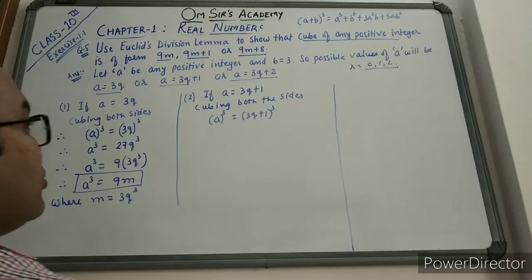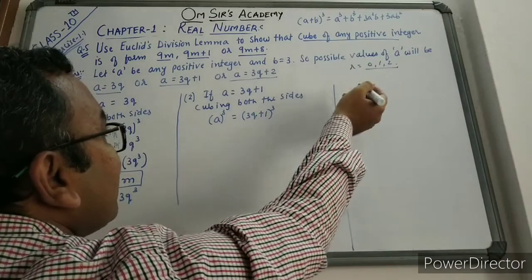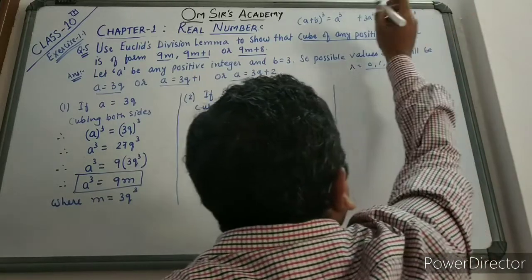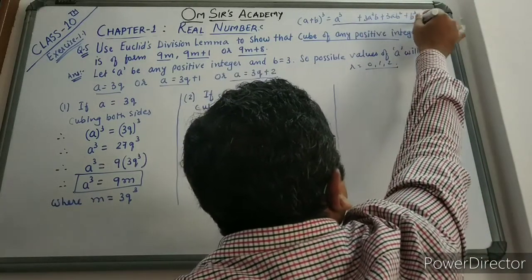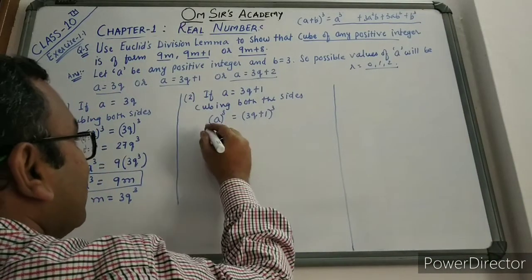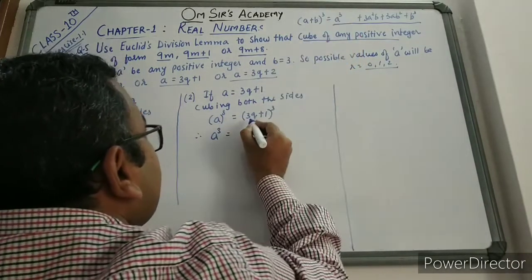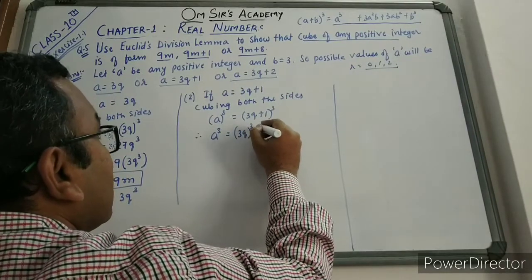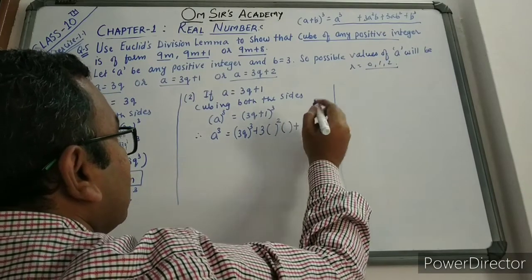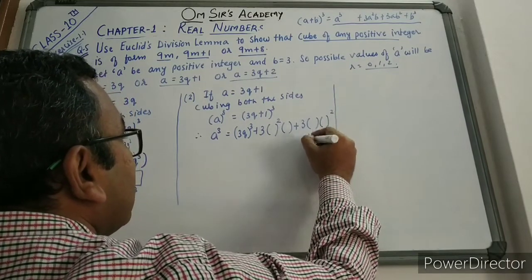Is it clear? So we can write it as a cube plus 3a square b plus 3ab square plus b cube. This b cube I can keep at last also. So let us do this. A cube will be equal to 3q the whole cube plus 3a square b. So I am putting brackets here, with square on the first bracket, plus 3ab square, again 3 and brackets with square on the second bracket, plus b cube.